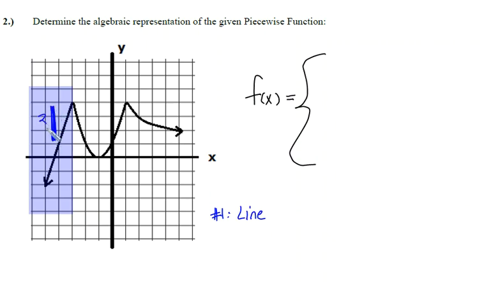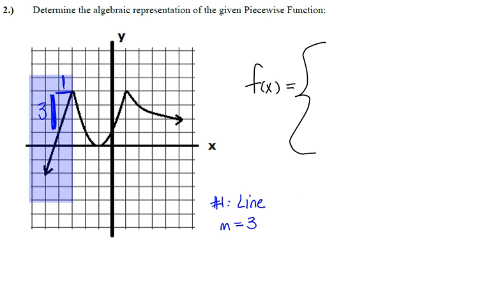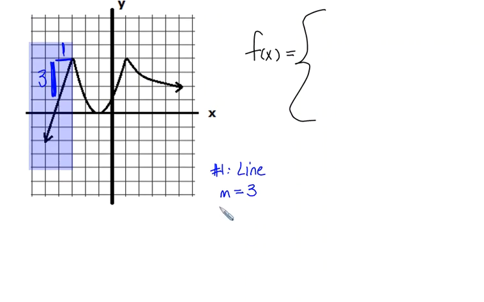Notice the line goes up 3 and over 1. Hence, the slope of that line is a positive 3. Unfortunately, we don't have the y-intercept readily visible on this graph. So in order to determine the y-intercept, we know the slope of the line is 3. Let's take a point on that line. For instance, negative 3, 4.